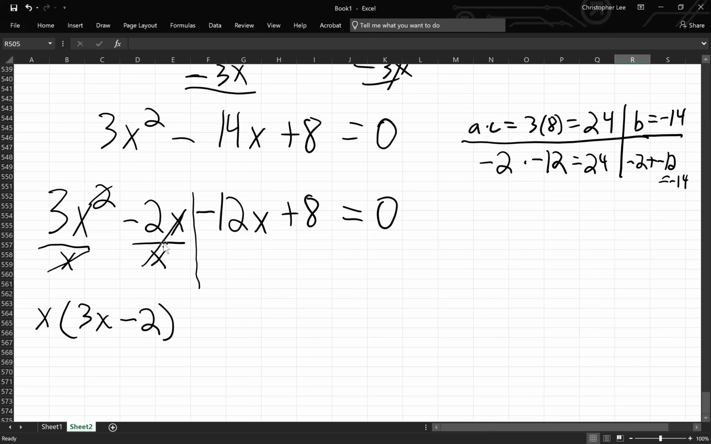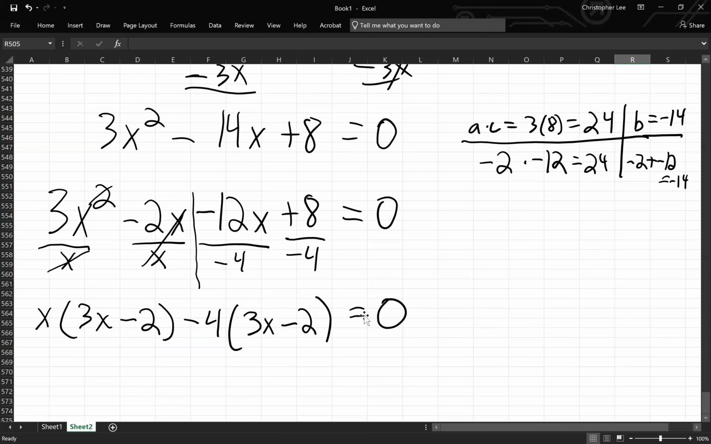A little bit harder on the right-hand side. What do they both have in common? -4. Very good, right? So remember, it's like you're dividing by -4, right? So -12 divided by -4 is going to give me a positive 3x. A positive 8 divided by -4 is going to give me a -2. And of course, that's all equal to 0.